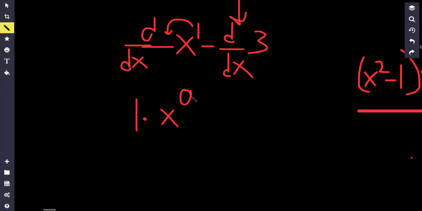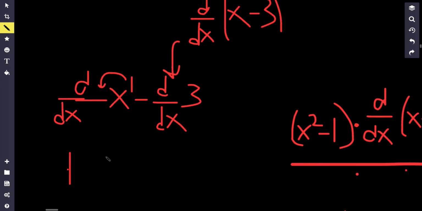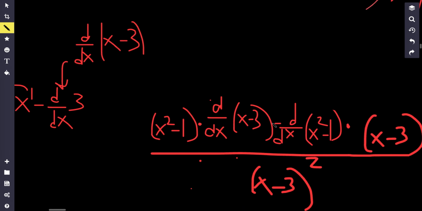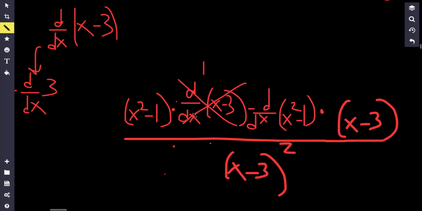So 1 times x to the 0th power, and x to the 0th power is 1, so it's just 1 times 1, which is 1. And you subtract from this the derivative of a constant term, which is just 0, so 1 minus 0 is 1. Therefore, the derivative of x minus 3 is equal to 1.